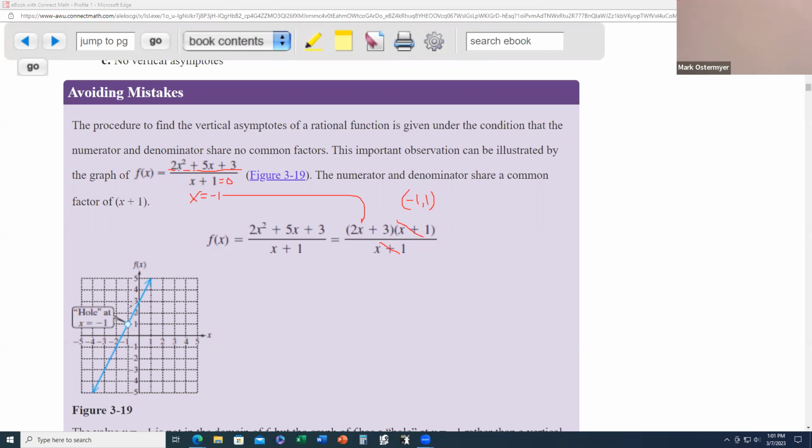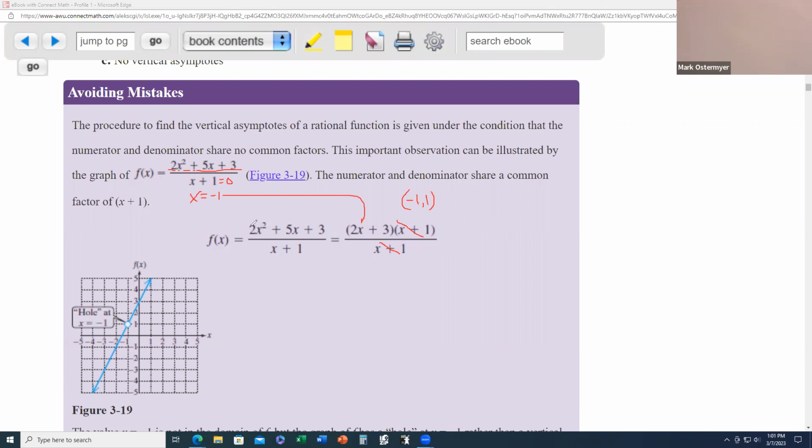The graph is not approaching positive or negative infinity along this vertical line x equals -1. So it's not a vertical asymptote here. It's just a hole. And so again, make sure when you have a rational function, you always factor your numerator and your denominator completely. If any factors drop out between the top and the bottom, that's where you're going to locate a hole in your graph, as opposed to where you have a vertical asymptote. We've never had that problem with any of the other functions up to this point.